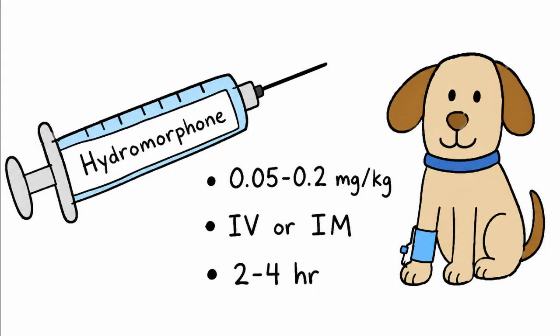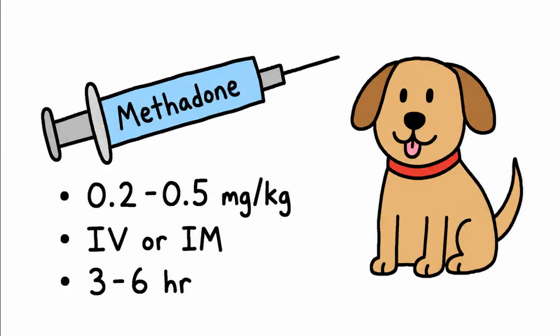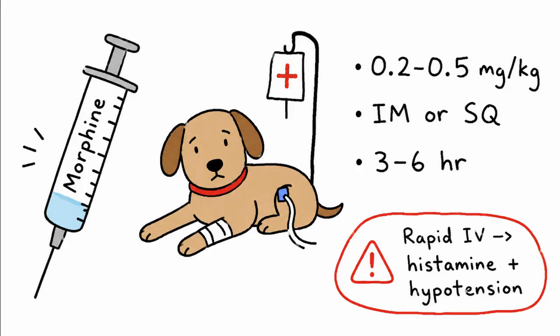Hydromorphone is commonly around 0.05 to 0.2 mg per kilogram IV or intramuscular, and lasts about 2 to 4 hours. Methadone is commonly around 0.2 to 0.5 mg per kilogram IV or intramuscular, and lasts about 3 to 6 hours. Morphine is commonly around 0.2 to 0.5 mg per kilogram intramuscular or subcutaneous, and lasts about 3 to 6 hours. But rapid IV morphine can cause histamine release and hypotension, so it is used carefully.